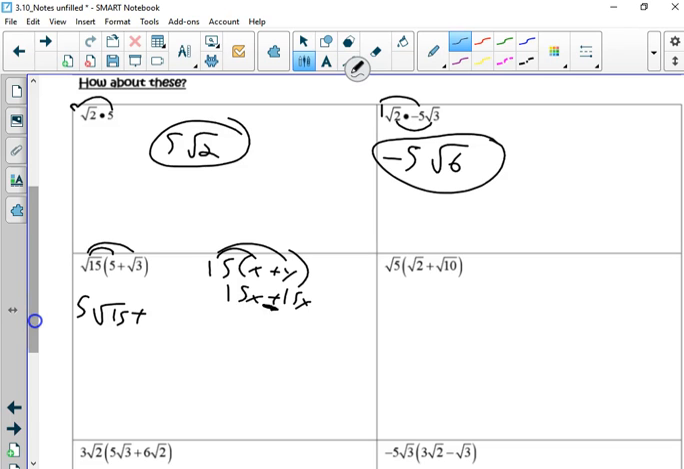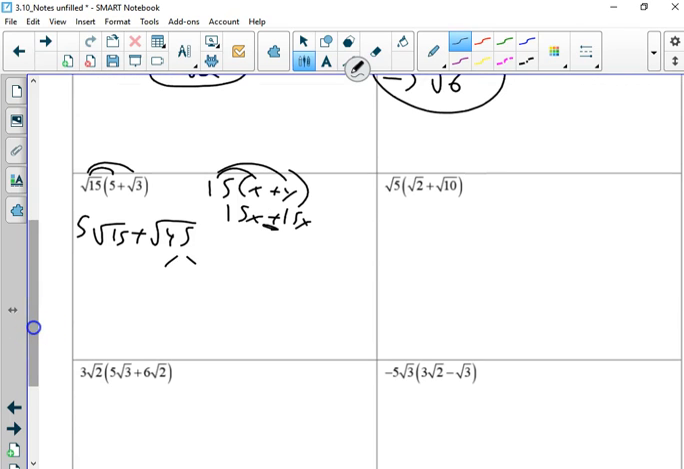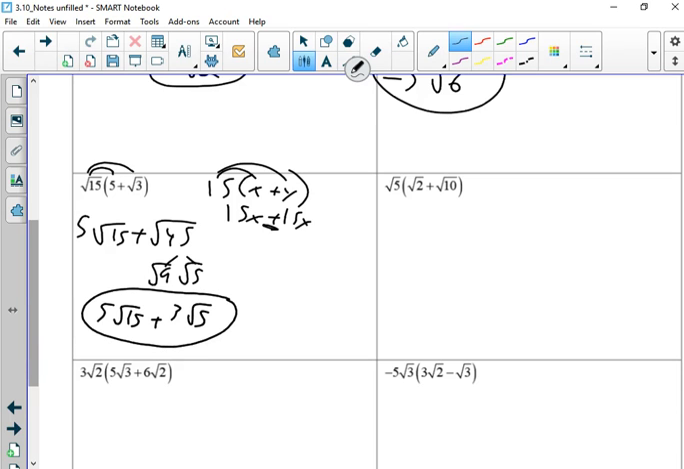Plus, just like over here, still plus problem. 15 times 3 is 45. So radical 15 times radical 3 is radical 45. This breaks down because there is a 9 trapped inside. So basically what we're left with is 5 radical 15 plus 3 radical 5. And we cannot join these together because they have different radicals. That's like saying 15x plus 3y. That's it, you're done. You cannot simplify any further.